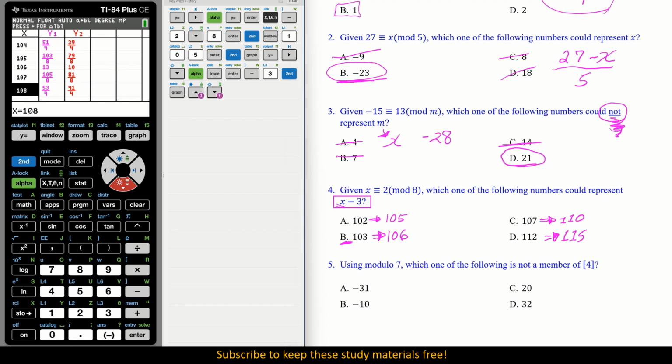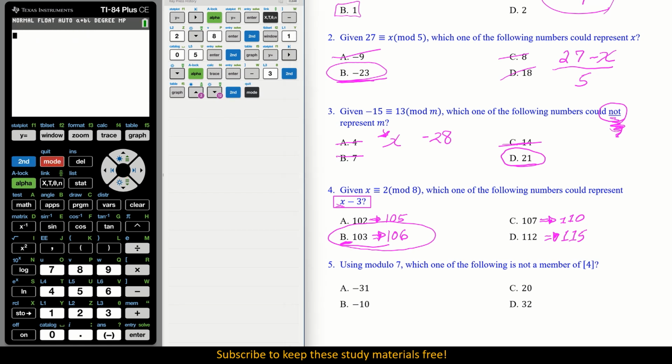Now let's arrow down to 110. Nope, that doesn't work. All right, what about 115? And no, neither of those work. So option B is the correct one. Okay, so that tells us that when we take 2, the value of x is 106, minus 2 is 104. Okay, so let's go and do that then.